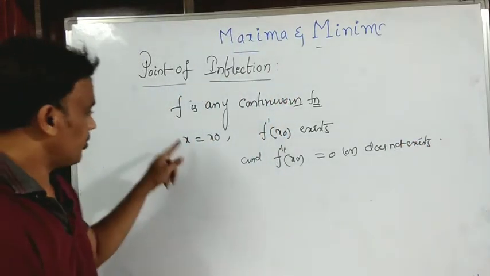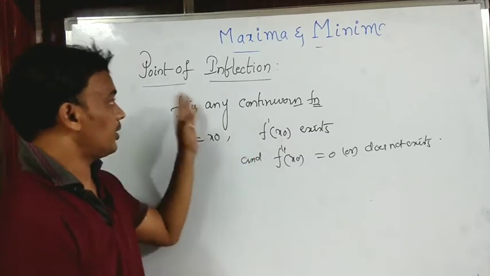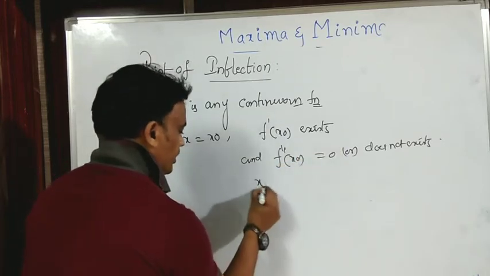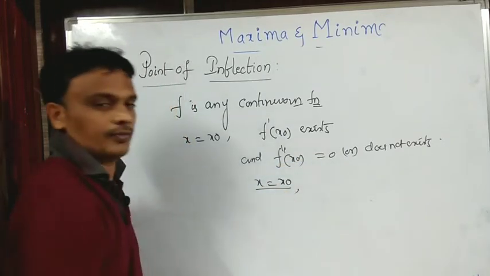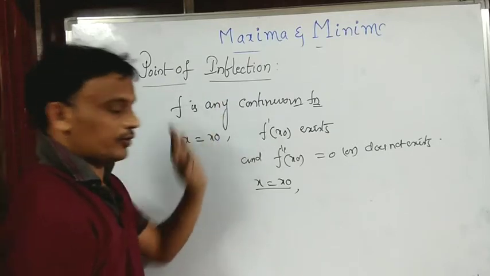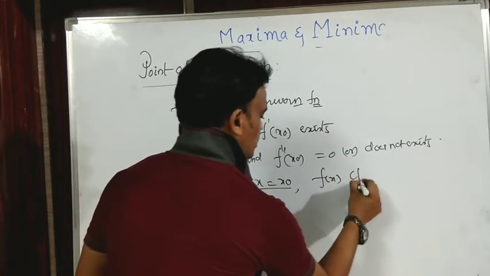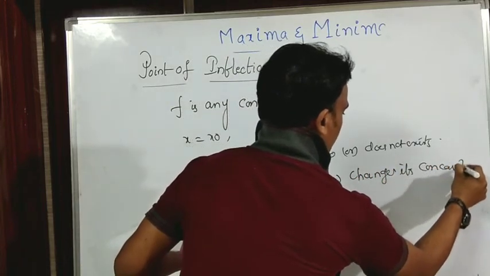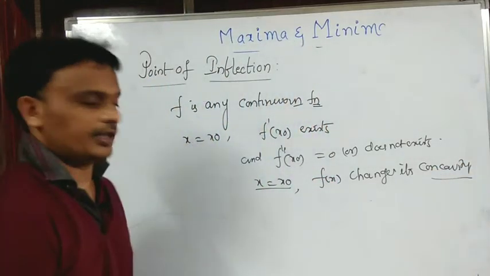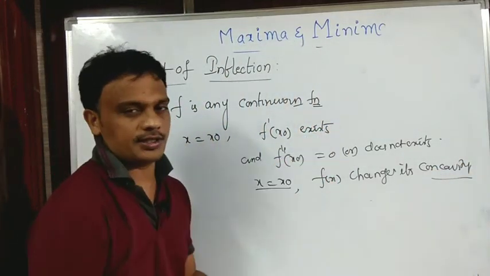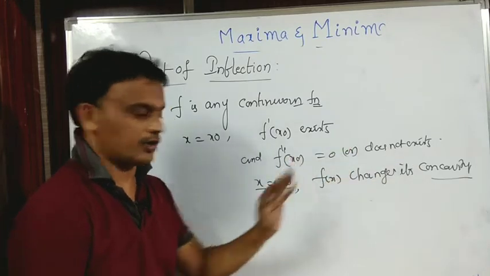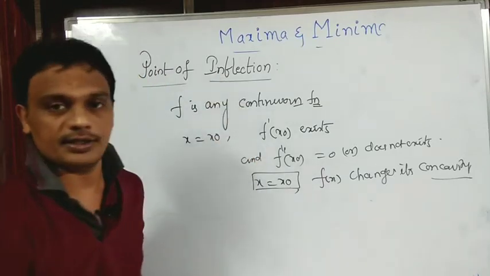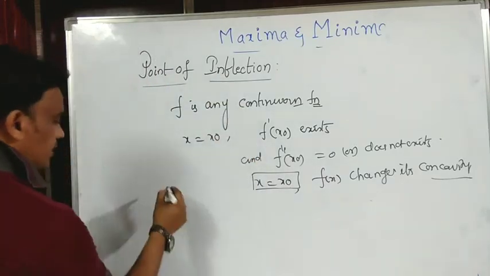Then I can say the point x equals x naught is called the point of inflection. What will happen at that case? At that particular point x equals x naught, the graph of f of x changes its concavity. Its direction changes, concave upwards or concave downwards. At that particular point, that point is called the point of inflection. Let me explain that with an example.